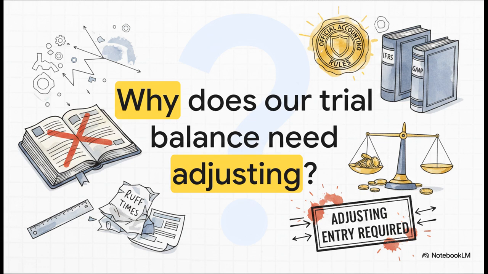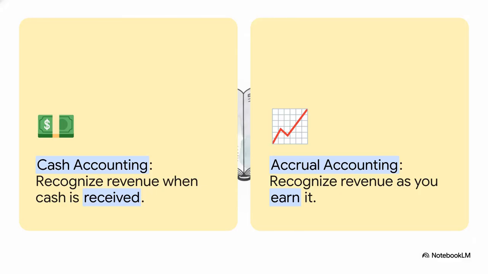Why does our trial balance need adjusting? Well, it turns out Ruff hasn't exactly been following official accounting rulebooks like IFRS or GAAP. So to give the outside world a completely fair and accurate view of the business, we absolutely have to post adjusting entries. The specific rule we broke here involves cash versus accrual accounting. See, cash accounting recognizes revenue the exact moment cash is received, but the official rules demand accrual accounting, where you only recognize revenue as you actually earn it.